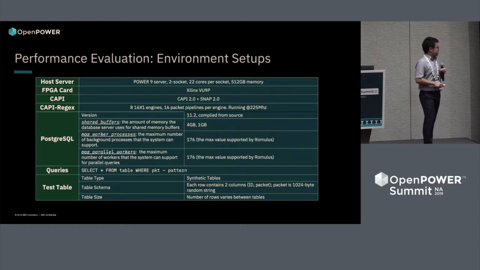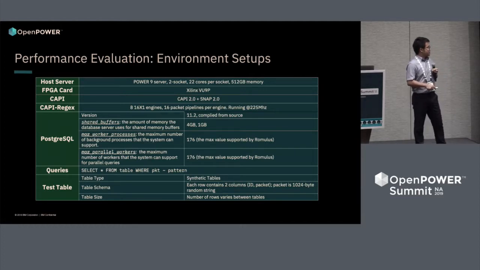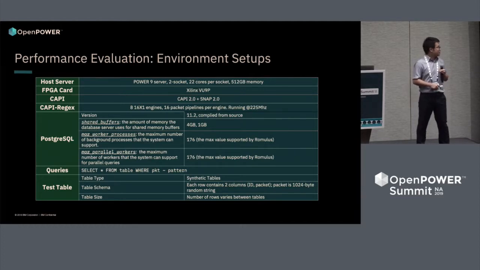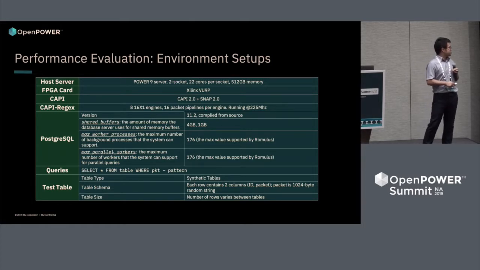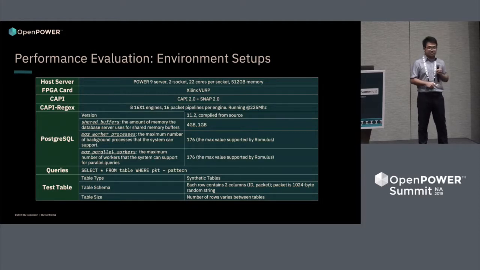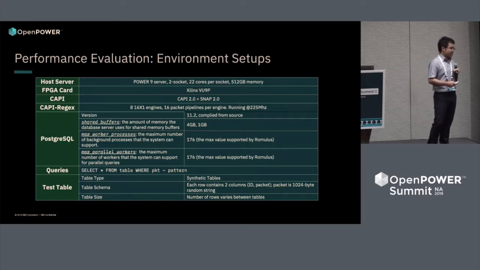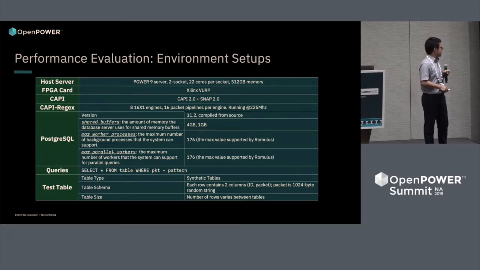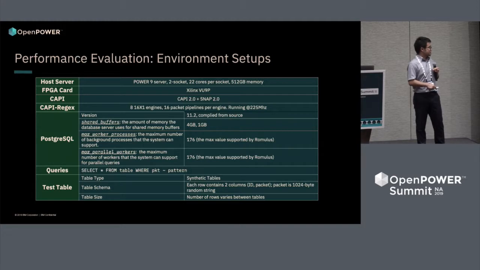And for Postgres, we have different parameter sets. We are running with Postgres version 11.2. And for the shared buffers, we use two sets, 4 gigabytes and 1 gigabyte, to see if they have any impact on the performance. There are also other parameters set for Postgres. And for the queries, we use the standard SQL language I just described in the previous slides.